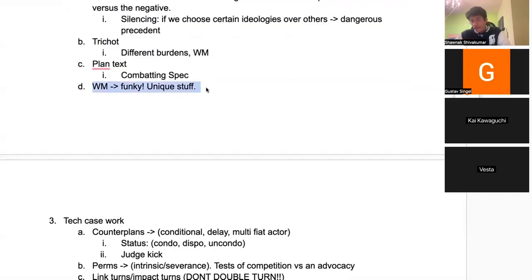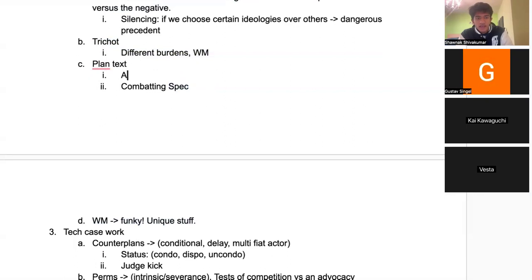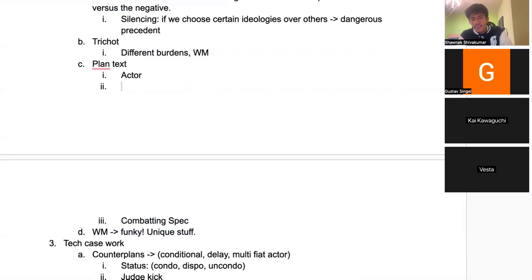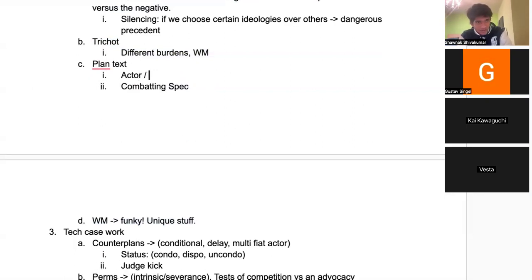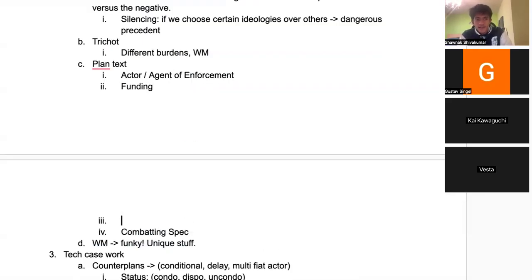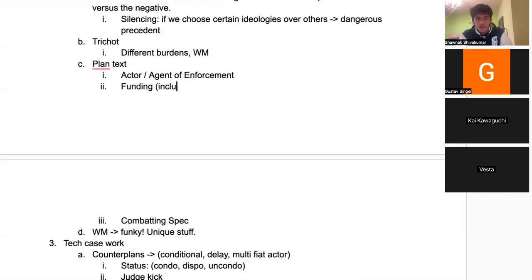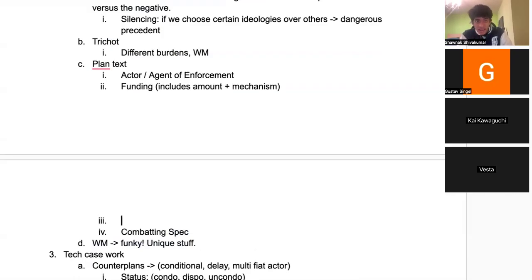Weighing mechanism. Oh yeah, sorry. Combating spec. So your plan text is going to be an actor, and I think agent enforcements are ridiculously stupid, so I guess I'll put it down. But it's literally the most stupid thing in the world. Funding, which includes the total, amount plus mechanism, and then you're going time frame.